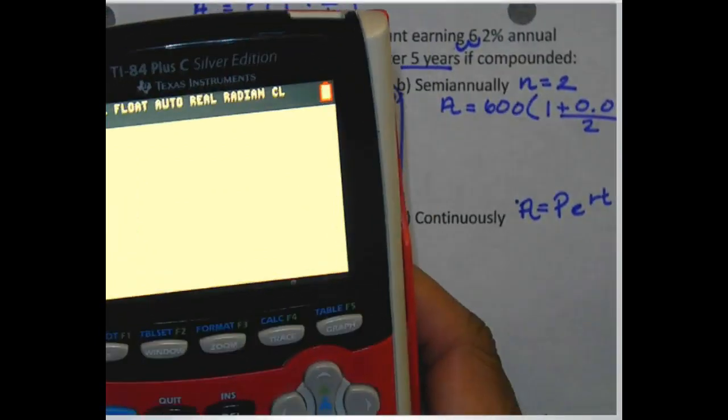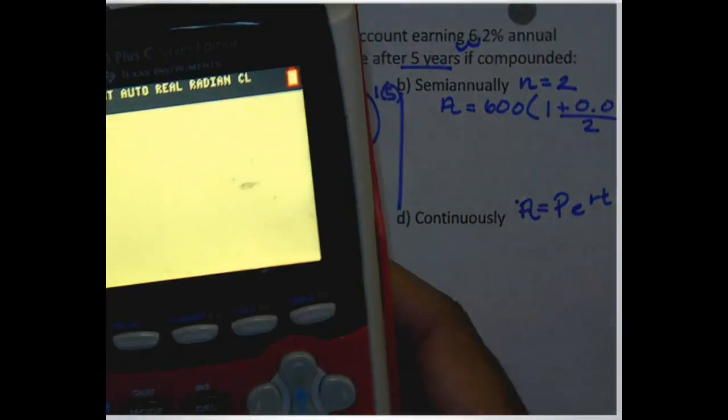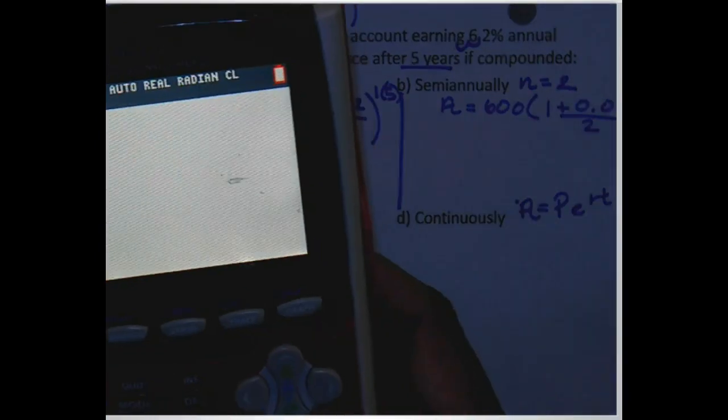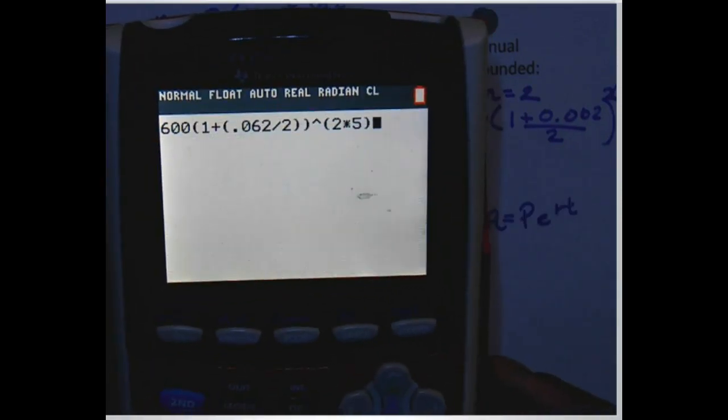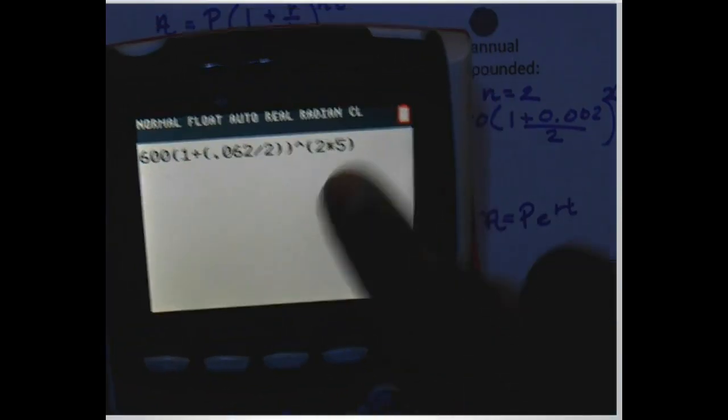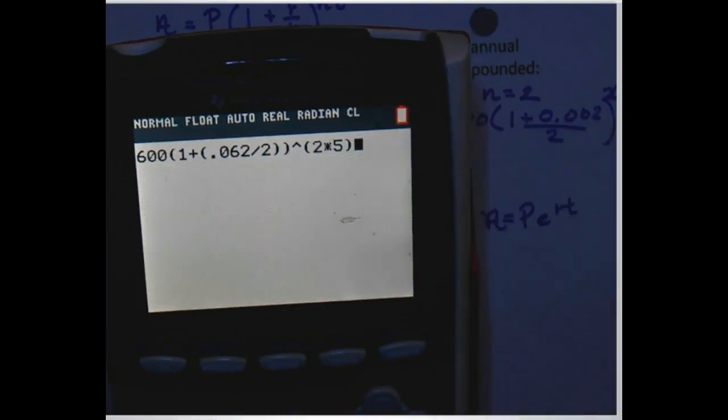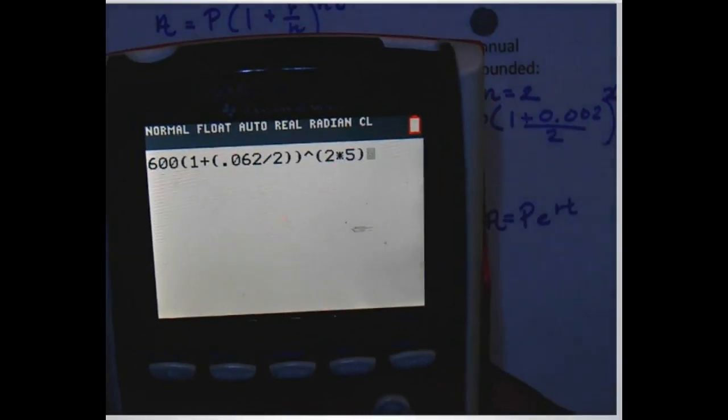I'm entering 600, and then I'm using parentheses, 1 plus, and then I'm going to put it in parentheses, 0.062 divided by 2, parentheses, because that was for the fraction, and this is for that whole 1 plus part. And I'm going to raise that to the power of, parentheses, 2 times 5. Now, depending on which calculator you have, yours actually might go into an exponent, so you might see this looking a little bit smaller. Same steps, though, despite the different displays.